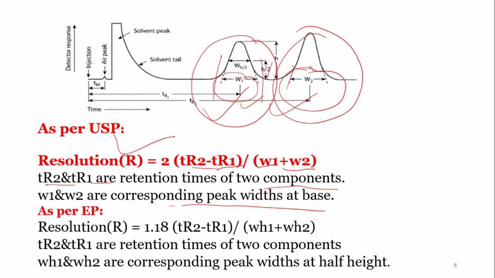This is as per USP. As per EP, resolution is equal to 1.18 times TR2 minus TR1 divided by WH1 plus WH2. This is somewhat similar to each other. If you finally calculate the results, it will come almost equal to each other. TR1 and TR2 are the retention times of two components. WH1 and WH2 are corresponding peak widths at the half height. This I have already explained.